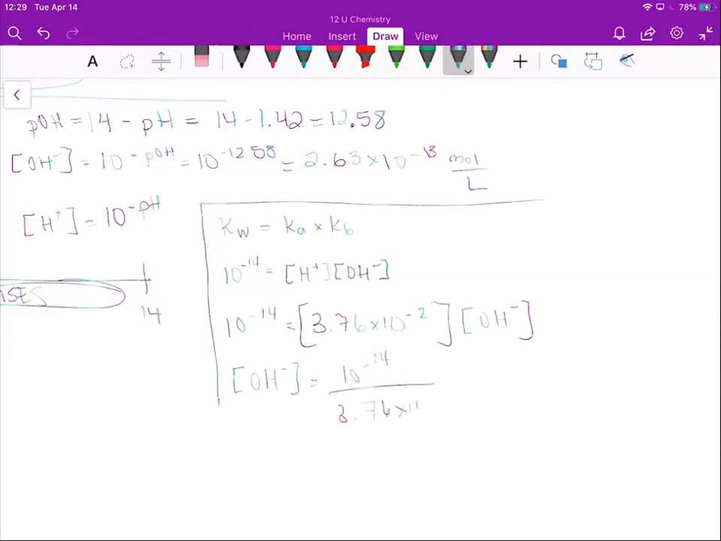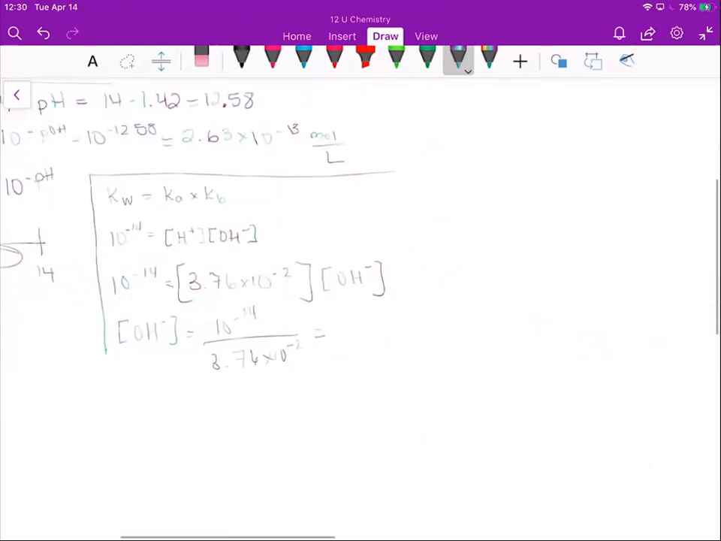Okay, let's try this together. 10 to the power of negative 14 divided by 3.76 times 10 to the negative 2 equals, okay, so we're a little bit off, but within the same realm. So times 10 to the negative 2? Yeah, okay, so 2.66 times 10 to the minus 12 mole per liter. Okay, sorry, minus 13. Let's leave it at that for this.